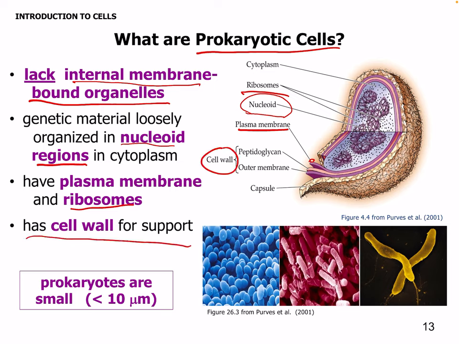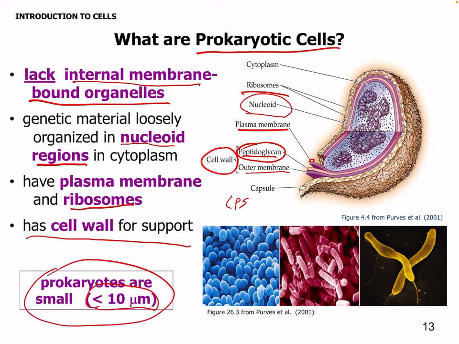Here the cell wall is composed of peptidoglycan and outer membranes. We talked in an immunology lecture about peptidoglycans and things like lipopolysaccharide in the cell walls of certain bacteria. Again, these are used by our immune system to detect these bacteria, but for the bacteria, these are crucial for its structure. Prokaryotes are very small and are less than 10 micrometers in size. Here are different electron micrographs of different prokaryotes.